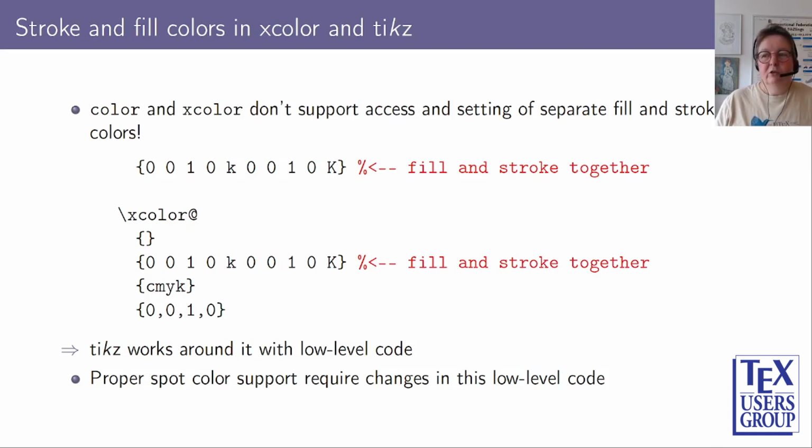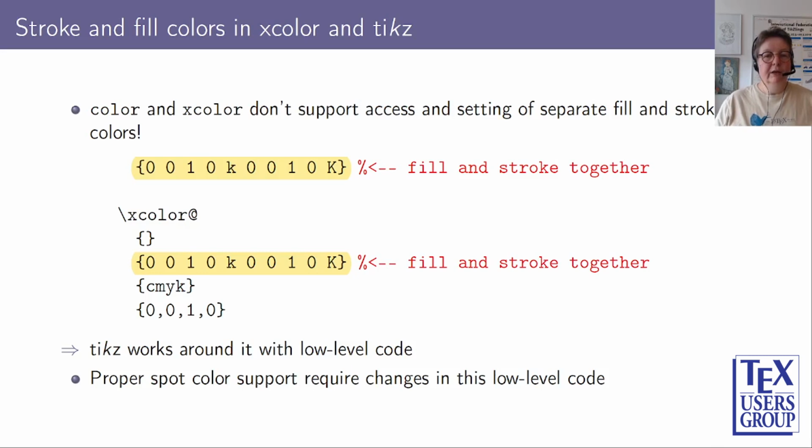If you look at the internal representation they use for the colors, you can see that the color package, for example, stores the color simply as a backend instruction, which contains both the fill and the stroke color together. The xcolor representation is similar. It has a bit more arguments, but here too the main argument stores the fill and stroke color together.